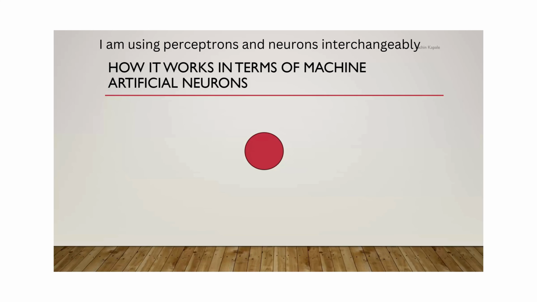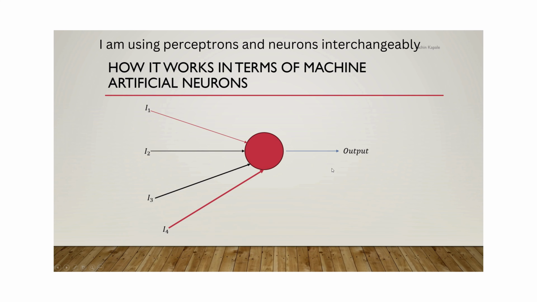So in this chapter, we will try to learn about how perceptrons work. Consider this as a perceptron. It is getting multiple types of input, and it needs to make a certain decision based on what inputs it is going to get.